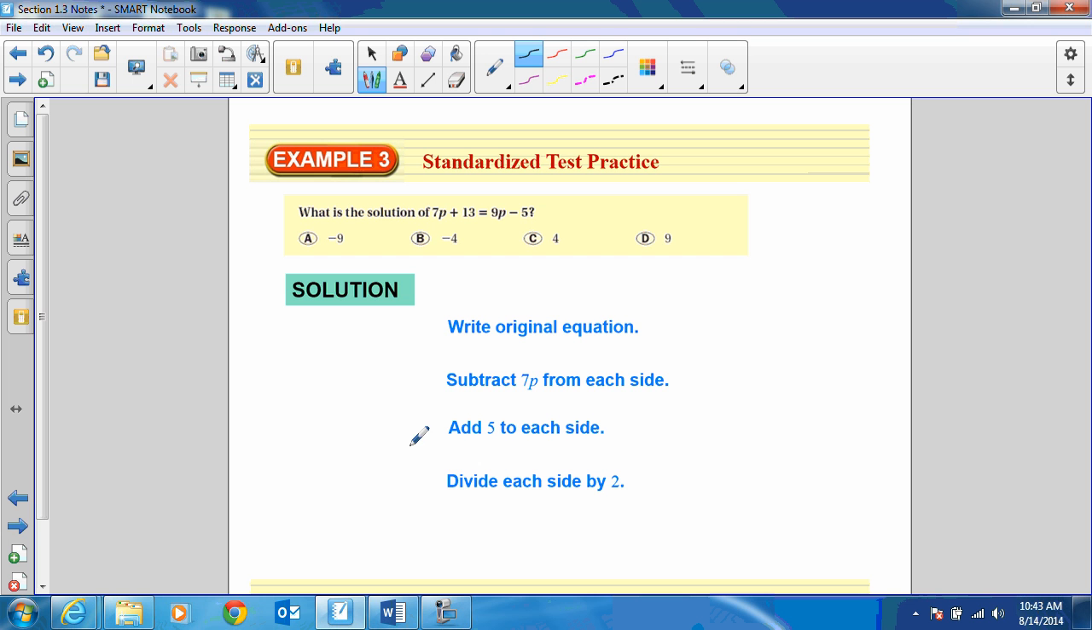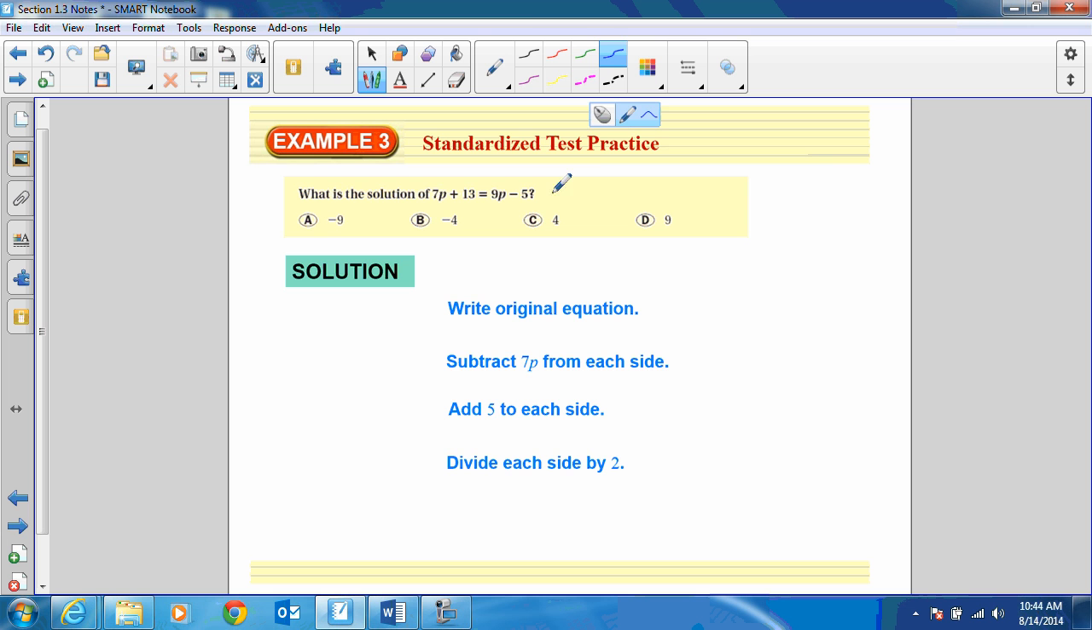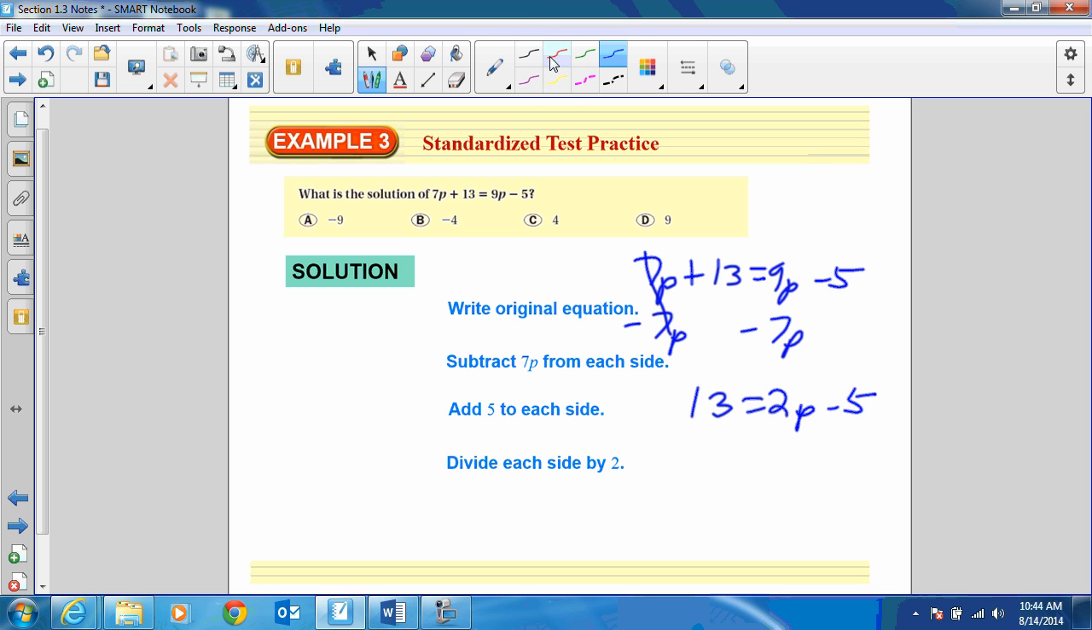All right. When variables are on both sides, there are multiple ways to start. Some people like to have their P's all on the left side. Some people like to keep their P's positive. In this case, they like to keep their P's positive, so let's just do what they did. Let's write out the equation: 7P plus 13 equals 9P minus 5. So you're going to subtract 7P from both sides and get 13 equals, because those cancel out, 9P minus 7P is 2P, minus 5. Then we're going to add 5 to both sides to isolate the P.